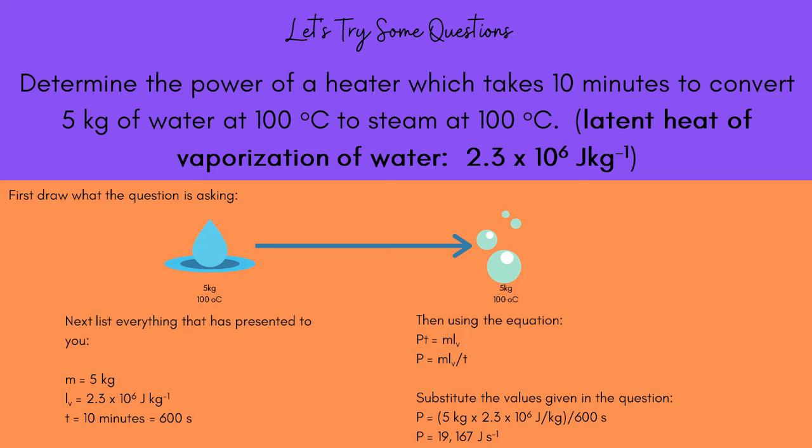So we're looking for power, we're given time, we have mass, and we have L_V. So because of that, we're going to use PT is equal to mL_V. Transposing for P, we get P is equal to mL_V over T. Then we just substitute, put in all the numbers that we already have. Make sure our units match, so when we are trying to get rid of them, we can see what we're doing. And then we're left with joules per second, which is power. The unit for power is actually watts, which is equivalent to joules per second. And we get 19,167 watts, or joules per second.